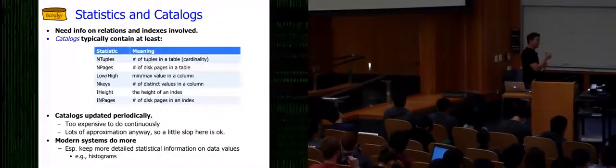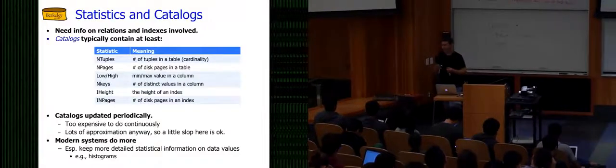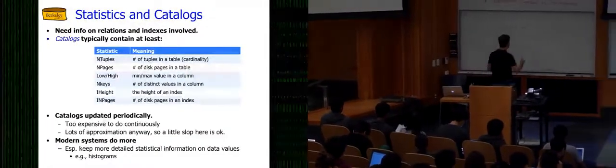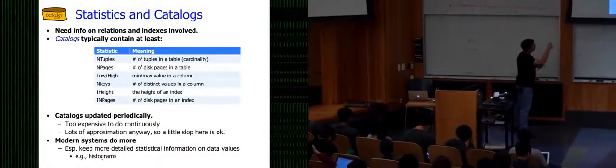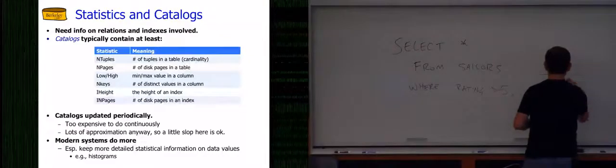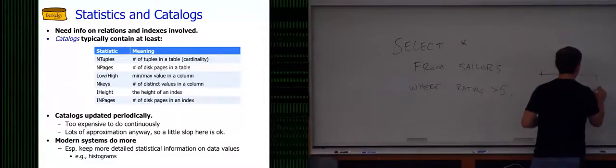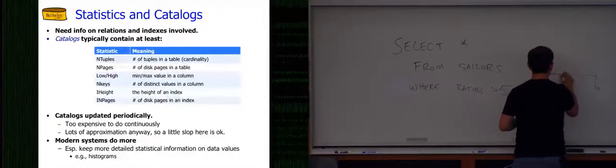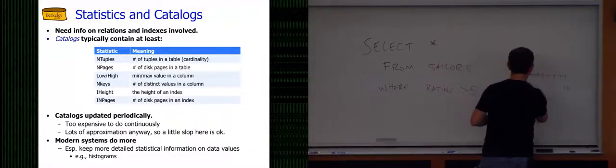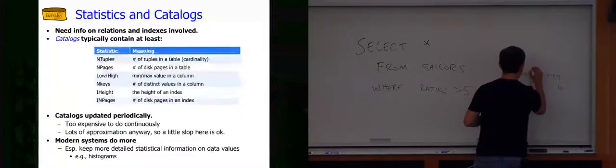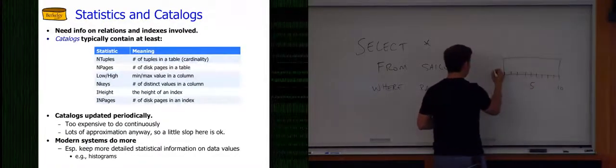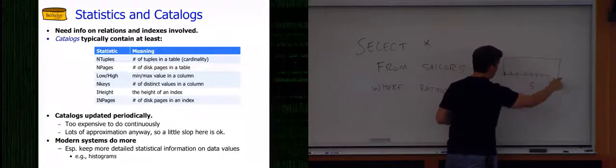But how will we estimate how many sailors have that rating? Well, with this information, what do we know? We know very little, really, is the truth. We know things go from 1 to 10. We know that they go by integers, right? 2, 3, 4, 5. And we know how many tuples there are. So this area is the number of tuples in the table. And we're assuming they're evenly divided across each one of these values.